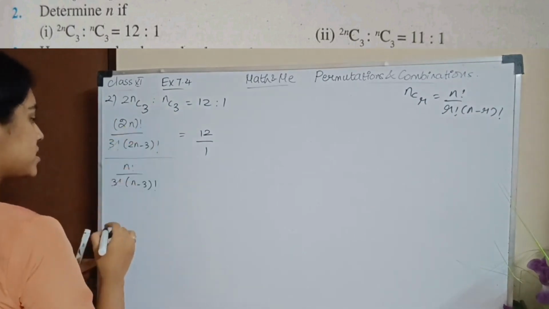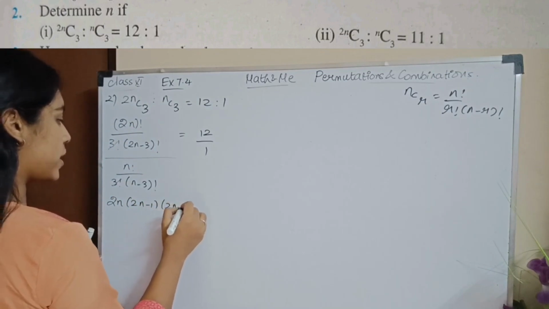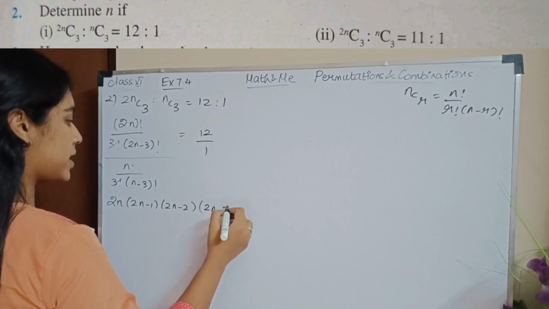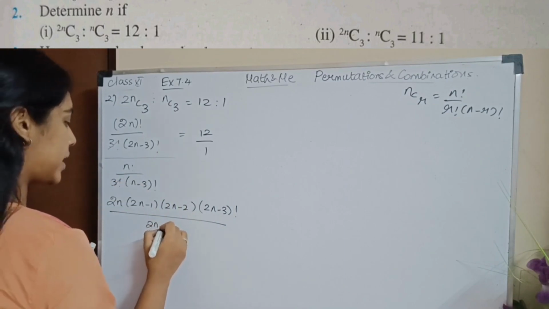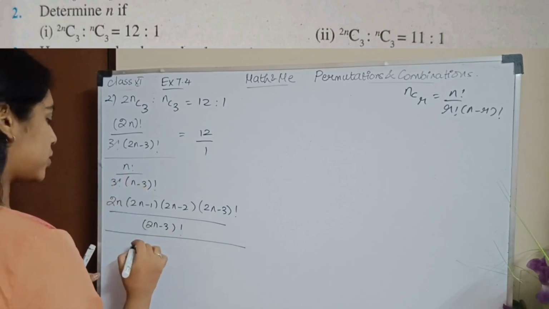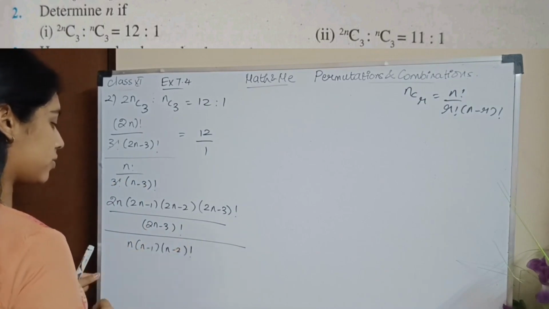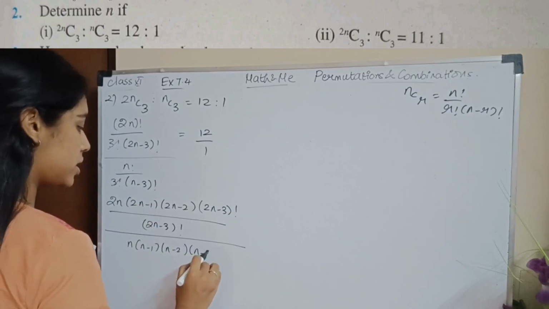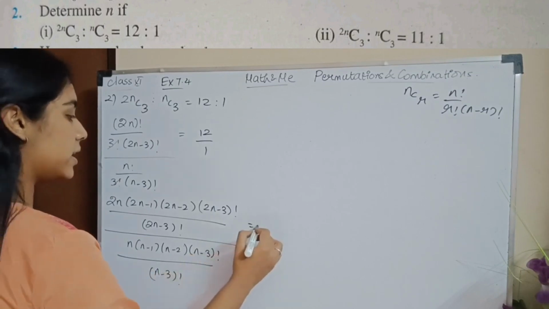So when I try to open this, what do I have? 2n times 2n minus 1 times 2n minus 2 times 2n minus 3 the whole factorial divided by, I have 2n minus 3 the whole factorial in the denominator, the whole divided by n factorial, which can also be written as n into n minus 1 into n minus 2 the whole factorial. Oh, I have n minus 3 here. So I can write till n minus 3. So n minus 2, n minus 3 the whole factorial divided by n minus 3 the whole factorial equals 12 divided by 1.